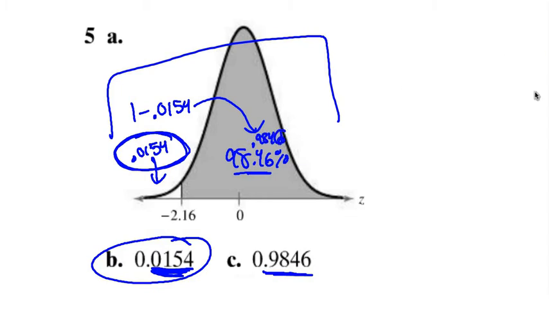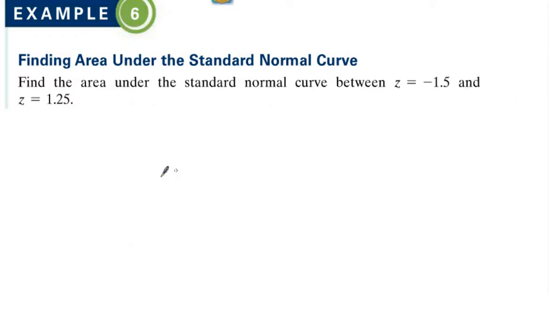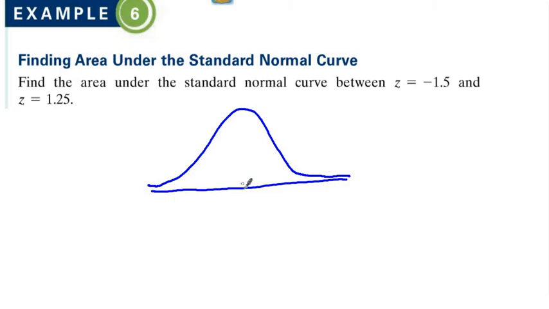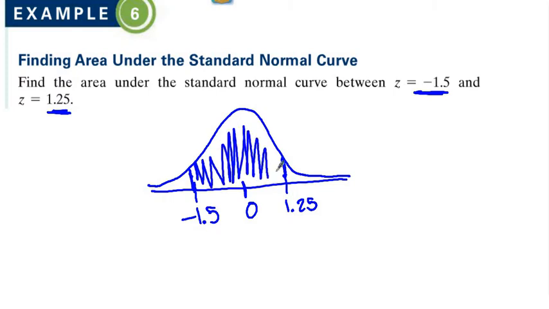Okay, and then the last one I want to show you. We did area to the left, area to the right. Let's do area in between now. This might be a little bit easier than the other one. So here's 0 in the middle. We want to go between negative 1.5, that's going to be our left boundary, and 1.25, that's going to be our right boundary. So we want this, and it's kind of hard to tell if that's more or less than 50. It looks like it's probably more.